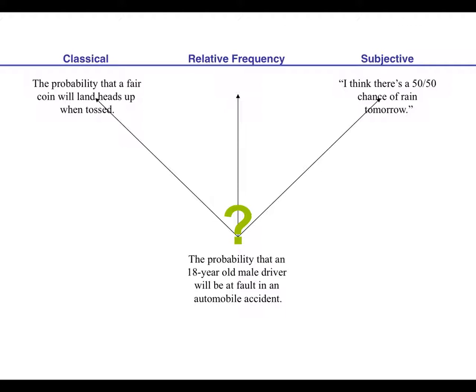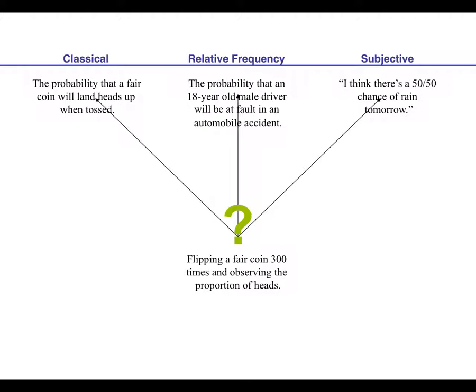The probability that an 18-year-old male driver will be at fault in an automobile accident. Relative frequency. We don't actually have a formula to calculate that. We just look at a sample of automobile accidents that involved, well, anybody, and then see how many of them had the 18-year-old male driver at fault.